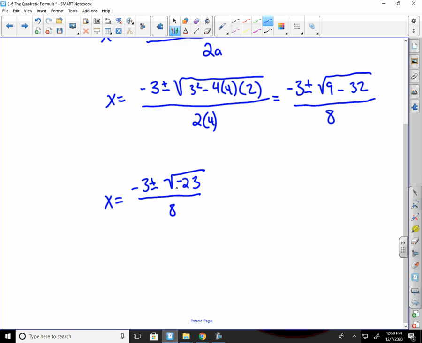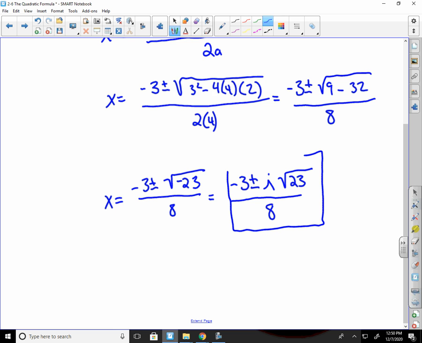And now we have the square root of a negative number. We learned from the last section that that gives us an imaginary number anytime it's a negative. So the square root of negative 1 gives me the i, which comes out in front. And then 23 is prime, so it can't break down at all. Its only factors are 23 and 1. So this is going to be negative 3 plus or minus i root 23, and then that's over 8.